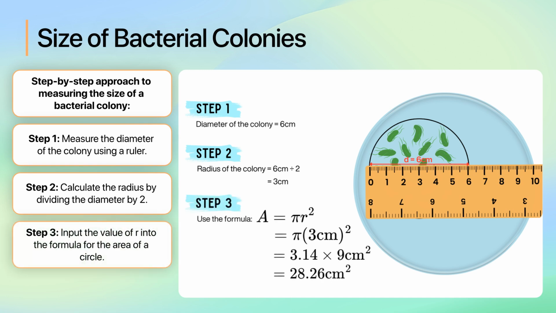Next, we need to apply the formula for the area of a circle. We first square the radius of 3 centimeters to get 9 centimeters squared, and then multiply this by 3.14 for pi. So we get a final answer of 28.26 centimeters squared.